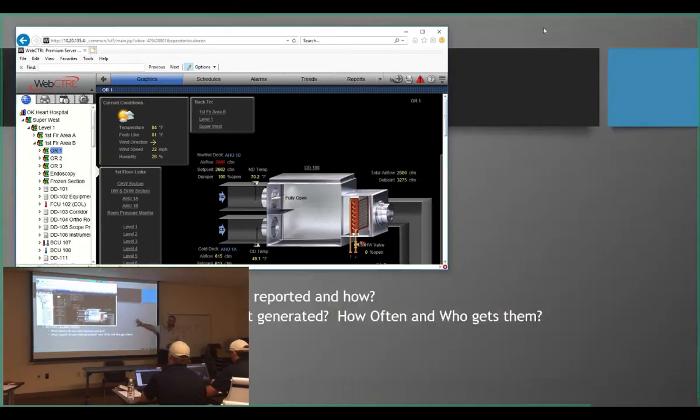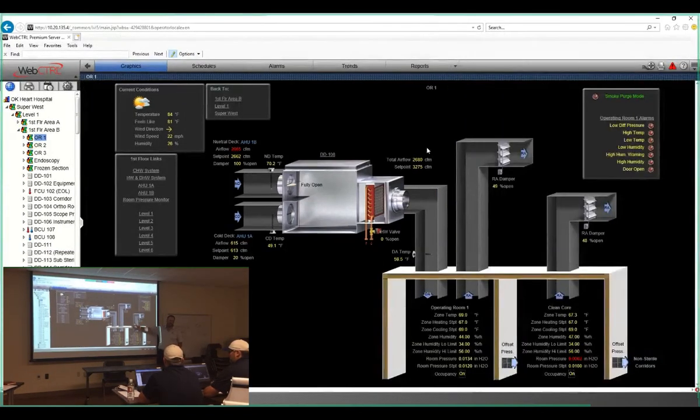While we're going through this, things may get crazy because the commissioning guys are up there with our guys right now going through the commissioning process and testing everything in the ORs. So if we see some goofy stuff going on, that's what's going on.